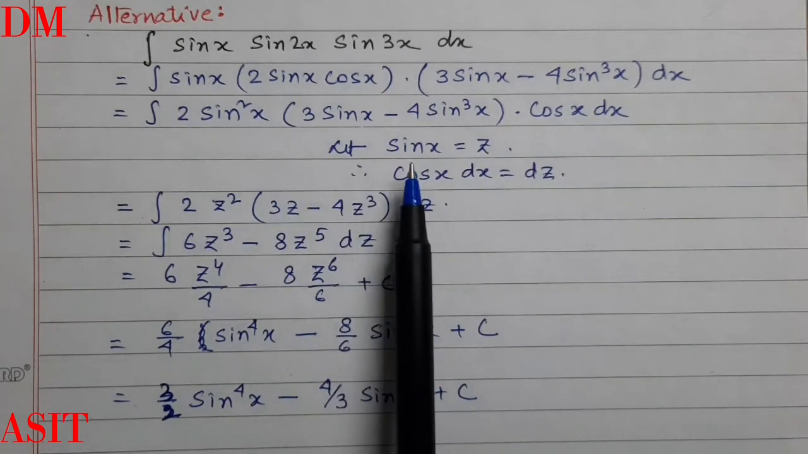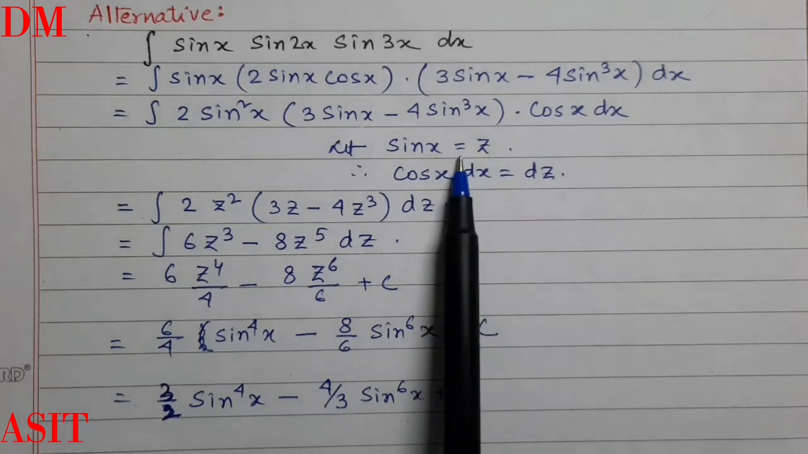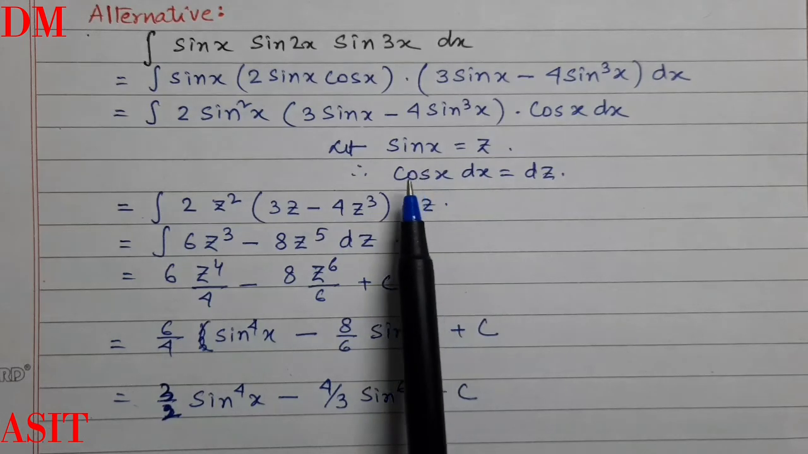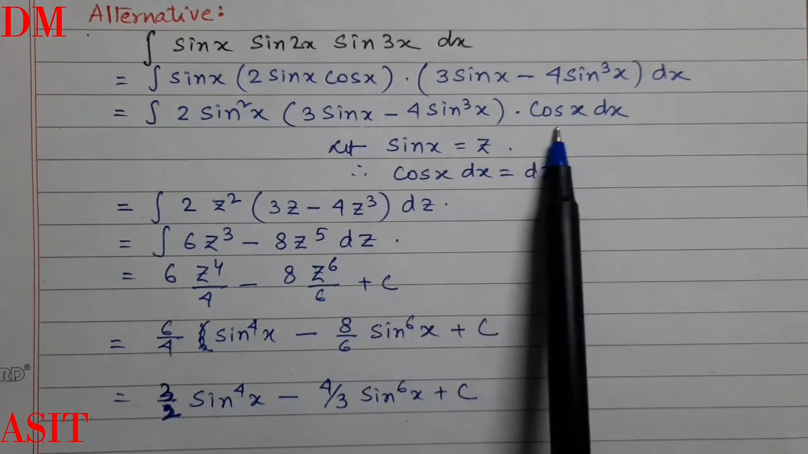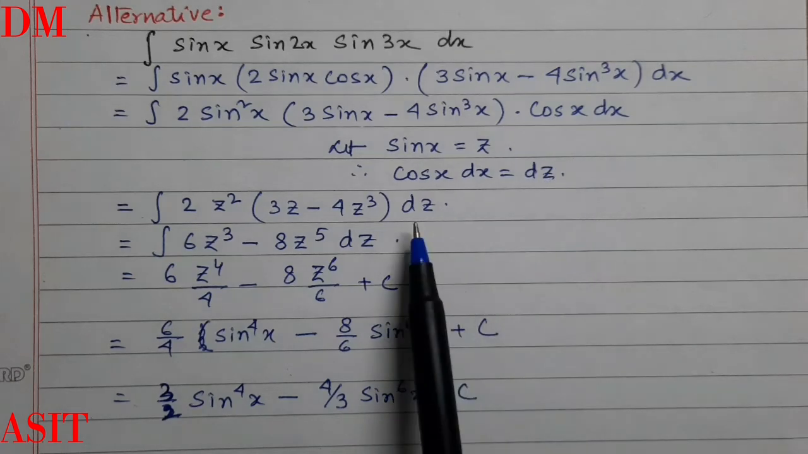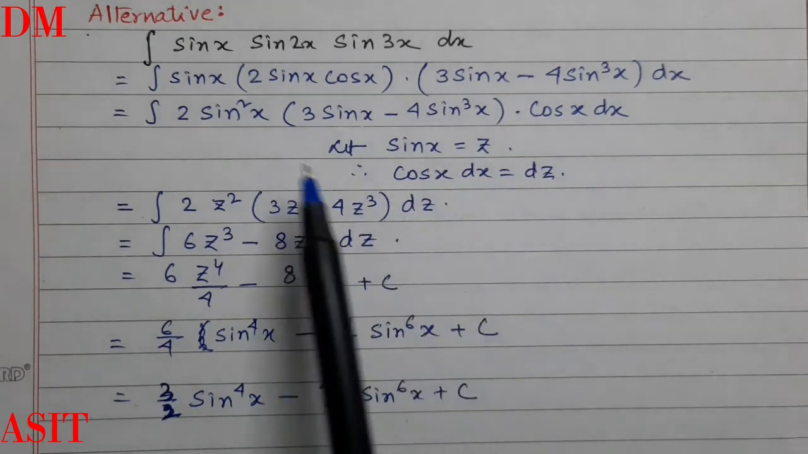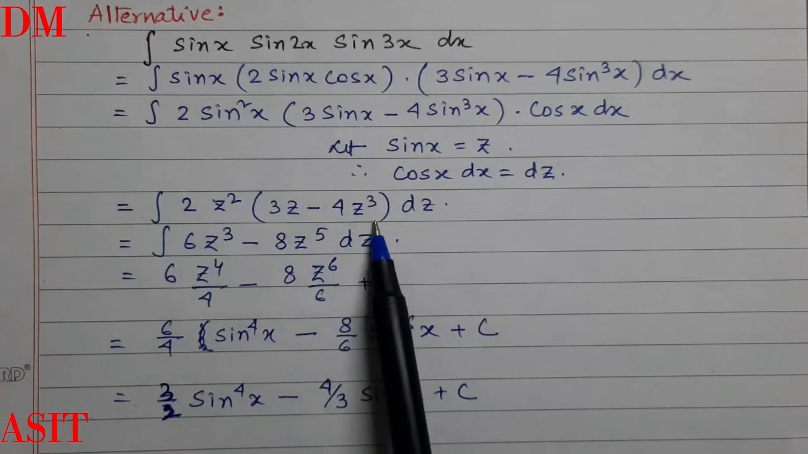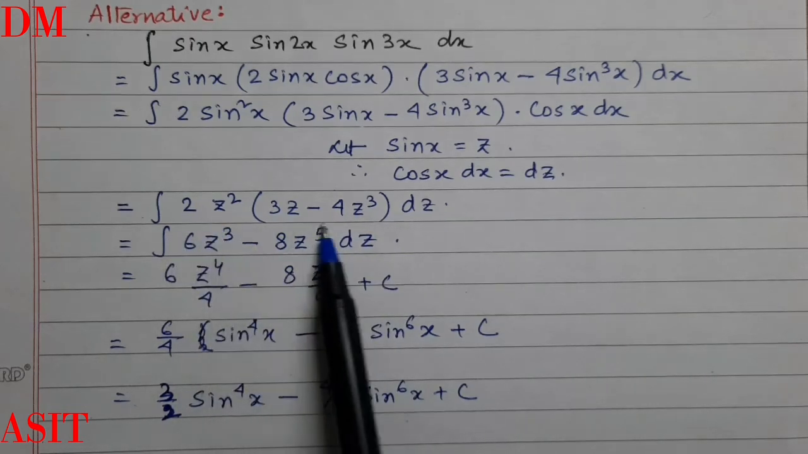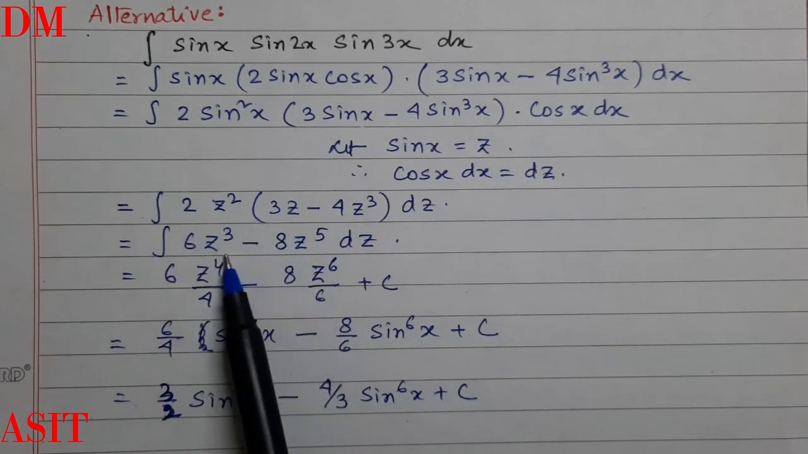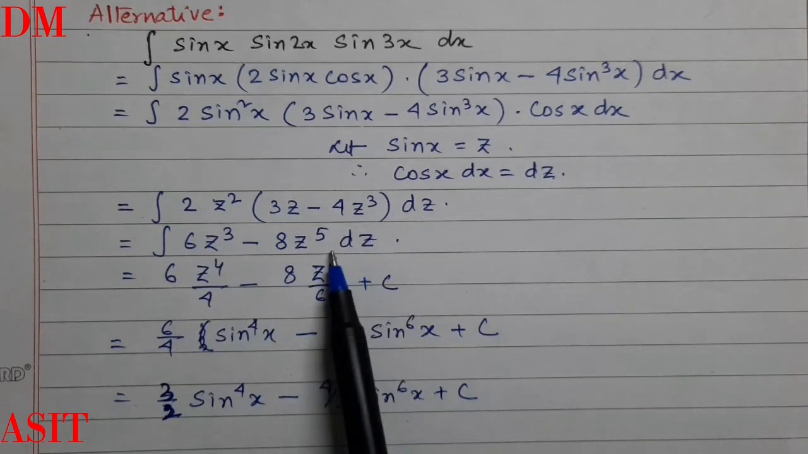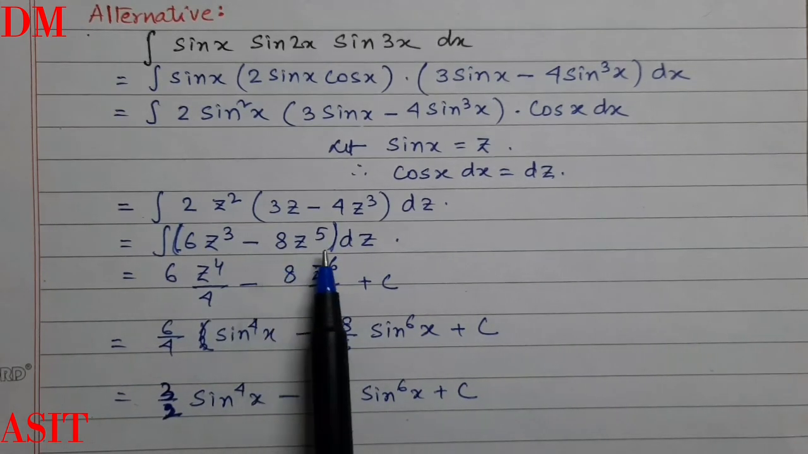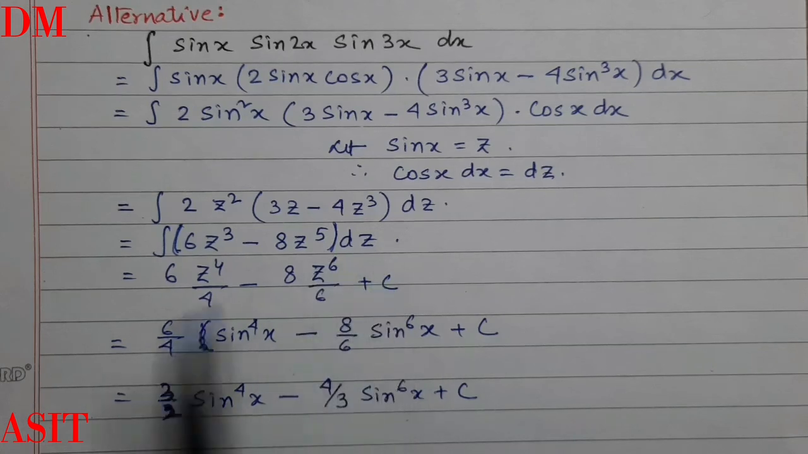So now let us think that sin x is z. Now this is the actual substitution process, okay. So if I take sin x as z, it will become cos x dx will be dz. Now we can see there is a cos x dx, so this will become dz. Now all the sin x will become z, so it will be 2z square into 3z minus 4z cube. Now we can multiply this 2z square inside the bracket, so it will become 6z cube minus 8z to the power 5. Sorry, I forgot to give the bracket. So 6z cube minus 8z to the power 5 dz.